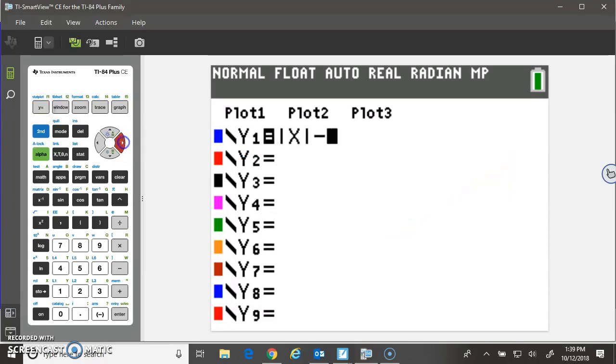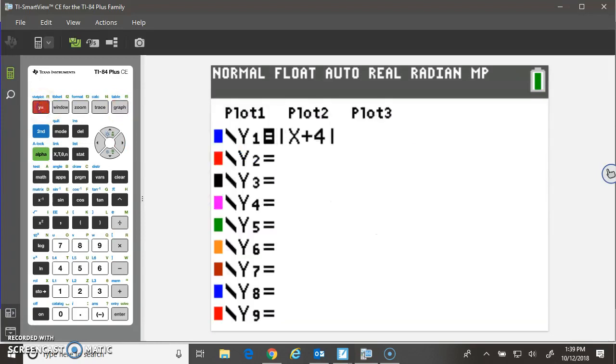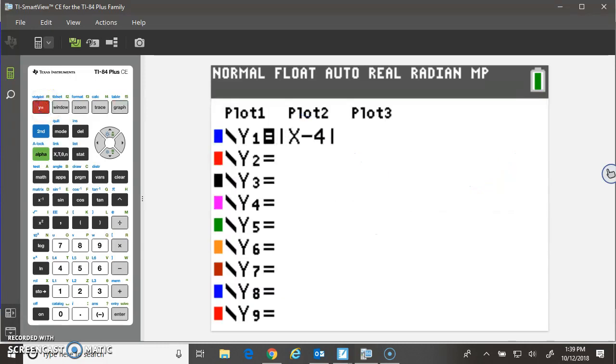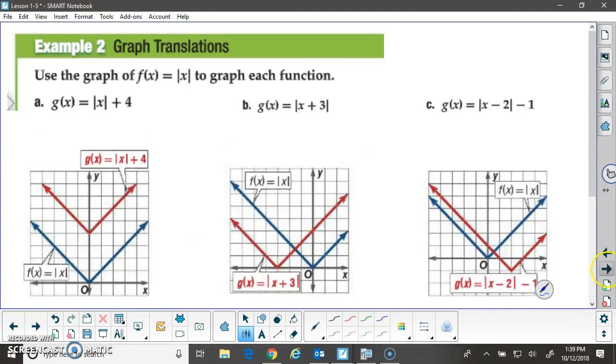If I put the plus or the minus 3 on the inside, and actually let's go with a different number. Let's go with a plus 4 on the inside. Now this is going to affect it horizontally and illogically. You would think the plus 4 moves it to the right, but it actually takes the original graph and moves it to the left. So if we wanted to move it to the right, we'd have to have an x minus 4. That would take the original graph and move it to the right 4. So that's the first transformation that we'll discuss with these 2 rules.